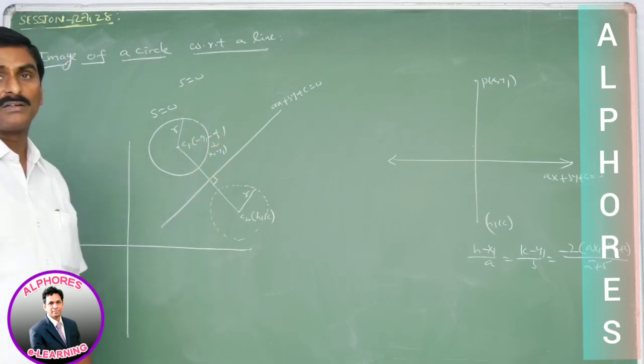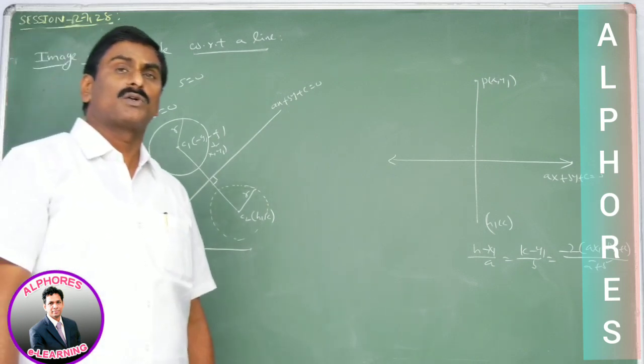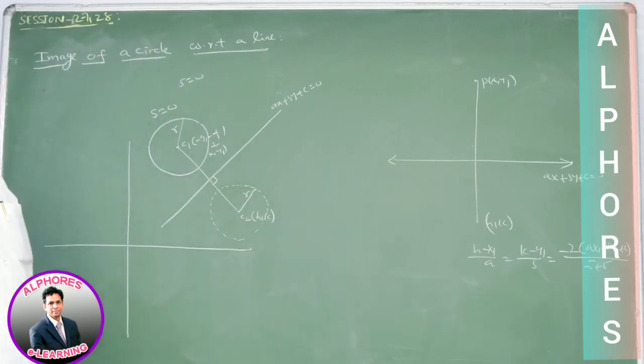Center and radius are given. So the equation of the circle is x minus h whole square plus y minus k whole square is equal to r square. Okay, please note this point.